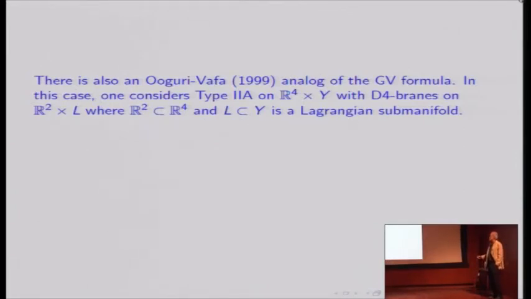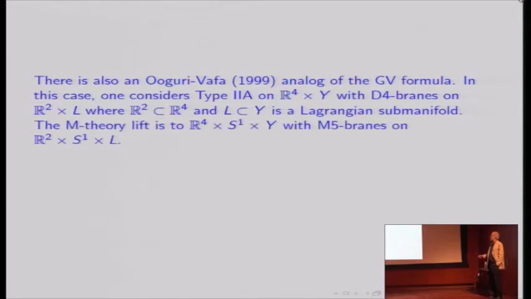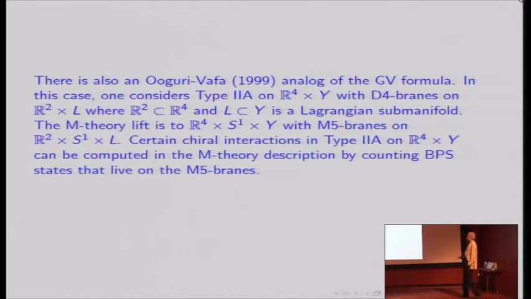But again, Ooguri and Vafa said you could compute those F terms by lifting to M theory. The M theory lift is now R4 times Y times the M theory circle. The D4 branes turn into M5 branes. And you calculate the F terms that live on R2 by looking at M2 branes that propagate around the circle. But now these are M2 branes that are bound to the M5 brane. So certain chiral interactions in type 2A can be computed in M theory by counting BPS states that live on the M5 branes. And what I'll tell you today has a complete analog for the Ooguri-Vafa formula, but there just won't be time to go in that direction.